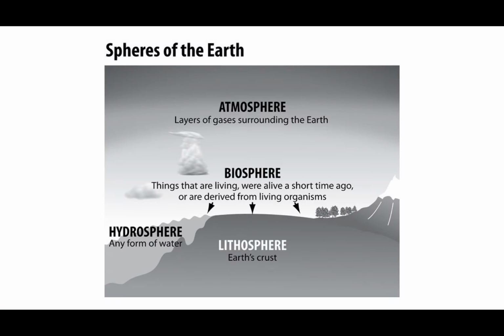Here we can see the spheres of the Earth. It's not literally a sphere going around the Earth. In some cases it may be, but in some cases it's not. It's just categories or groupings. So we have the atmosphere, the biosphere, the hydrosphere, and the lithosphere. Again, these are just the 4 categories that we're going to look at, and you can see a summary here.